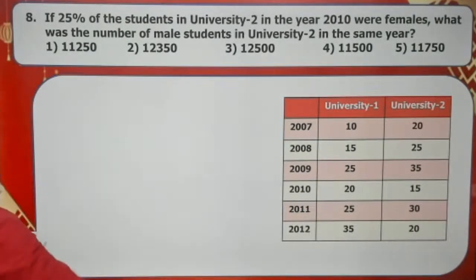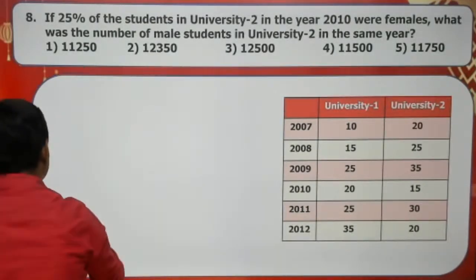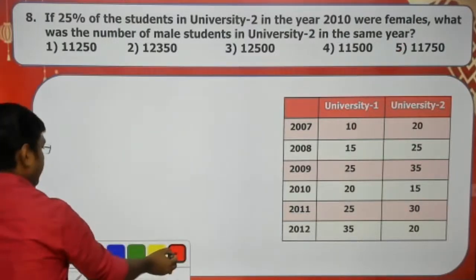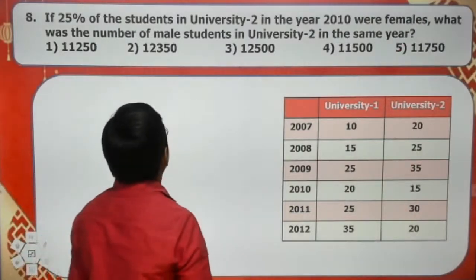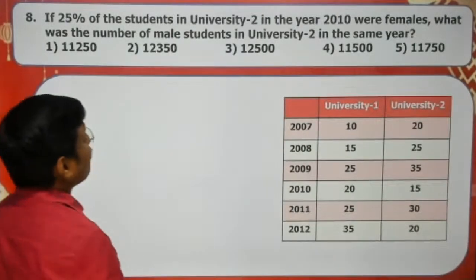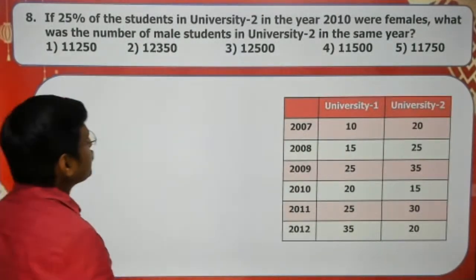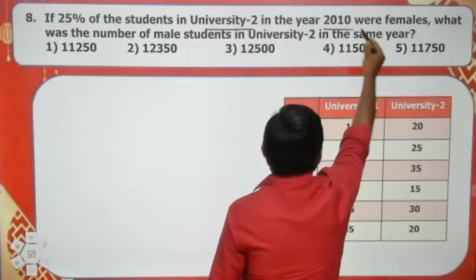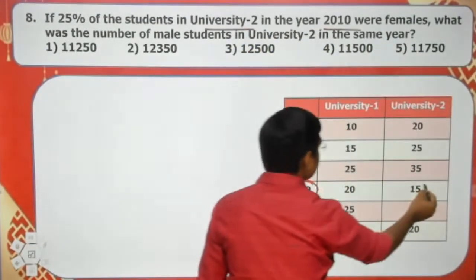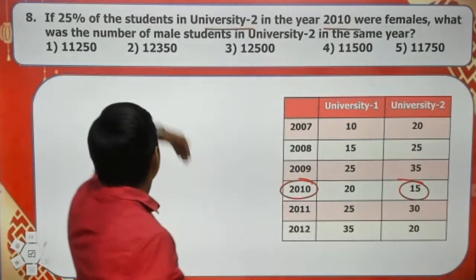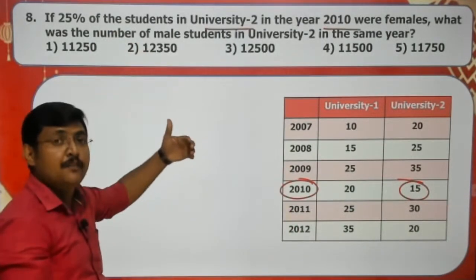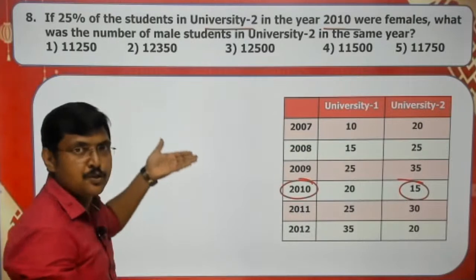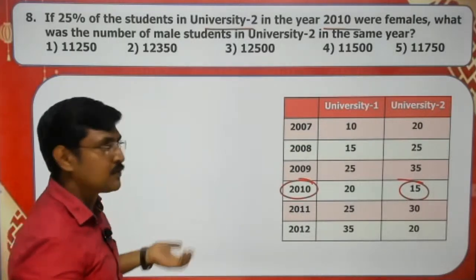So I am solving this. If 25% of the students in University 2 in the year 2010 were females, what was the number of male students in University 2 in the same year? University 2, 2010, it was 15,000. If 25% are females, then for sure the remaining 75% are males, and that is what we need to find.